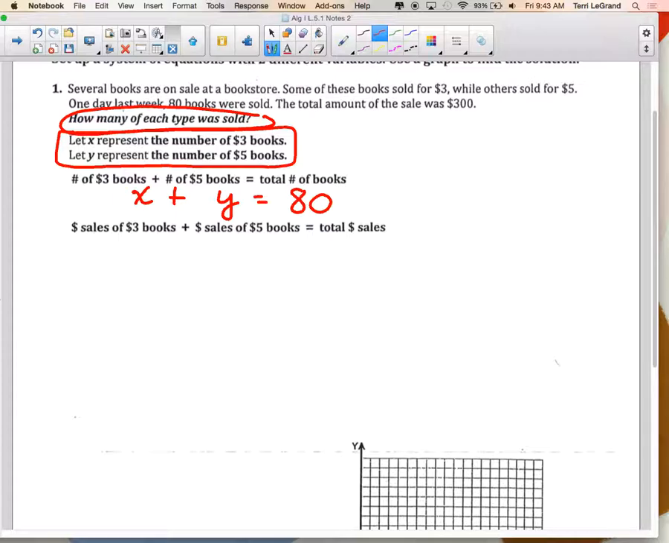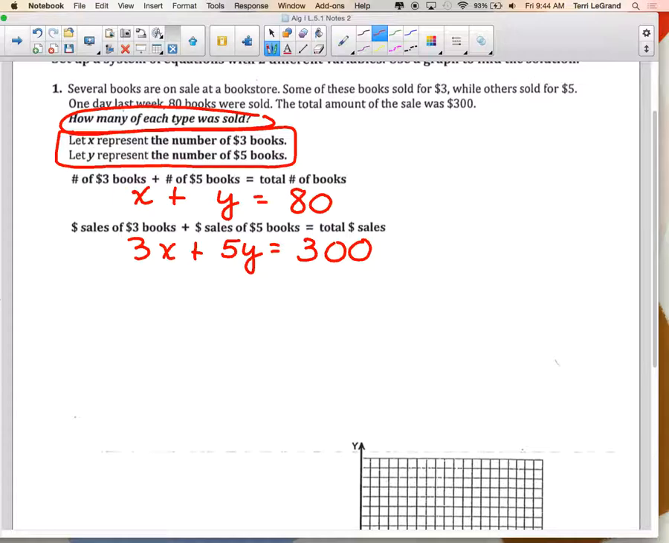Okay, how about this second equation? Katie, you got that one for us? Yeah. 3x plus 5y equals 300. If you take $3 times the total number of $3 books, that's going to give you the dollar sales of $3 books. If you take 5 times the number of $5 books, that's going to tell you how many dollars were taken in sales of $5 books. Add those two together, you should get $300, the amount that they took in.